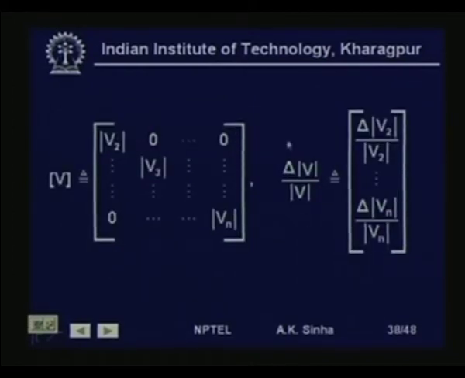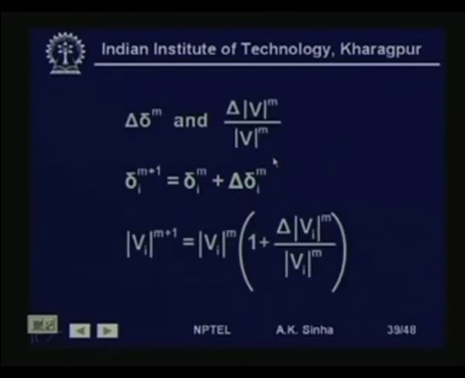Of course, this is the same thing that we talked about. So, instead of updating, delta at the m plus 1 iteration is delta at the mth iteration plus the correction delta delta at the mth iteration, and similarly for voltage, because we are dividing by the voltage, we are getting this term. So, the update is done accordingly.